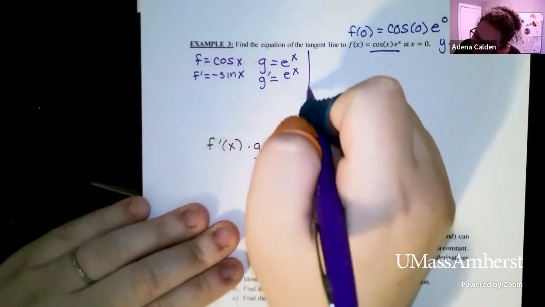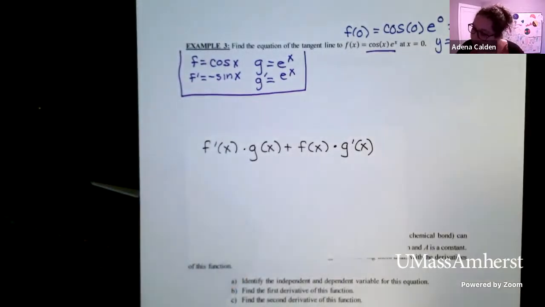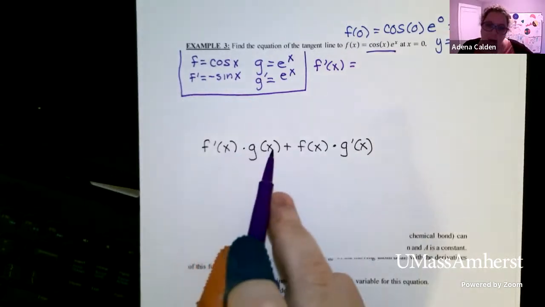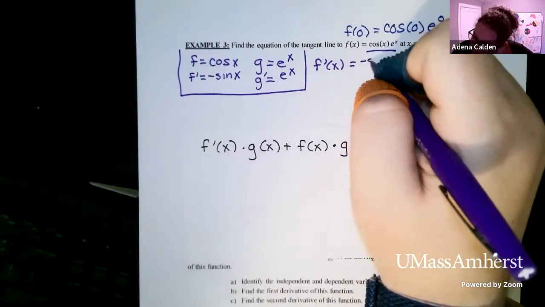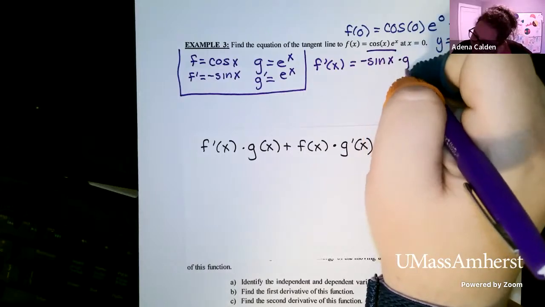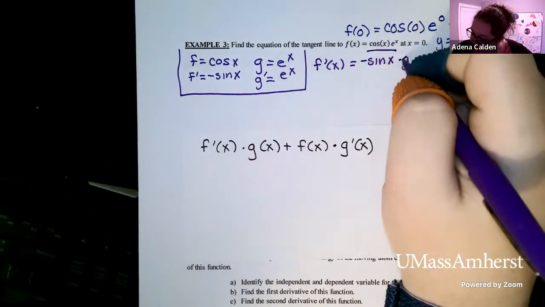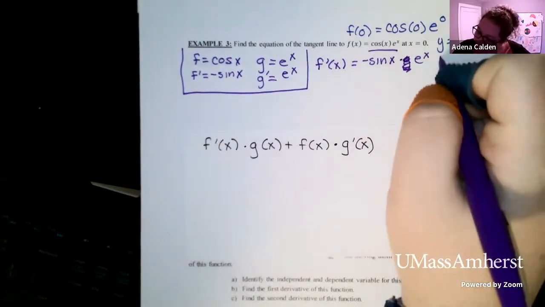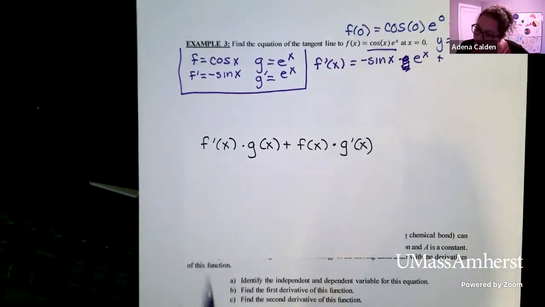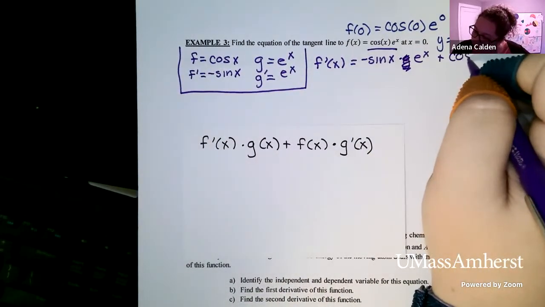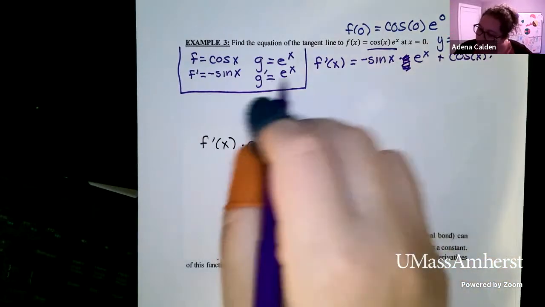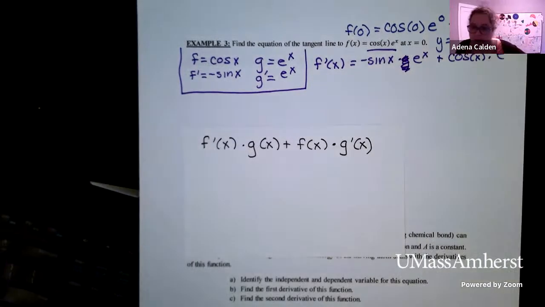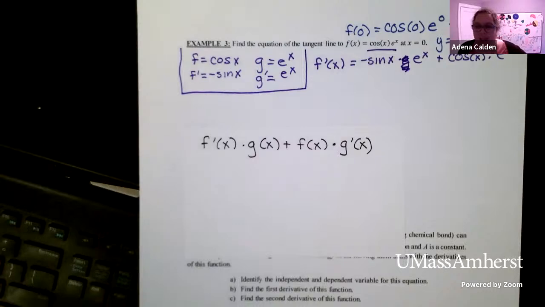Okay, so now we have all the pieces. We want to put them together in order to find the derivative of our function. So we're going to do f prime times g. So we have negative sine x times e to the x, plus f of x times g prime of x. So we have cosine x times g prime of x, which is e to the x. So we have our derivative, but we really want to know what's happening at x equals 0.